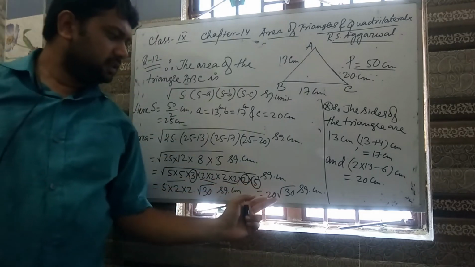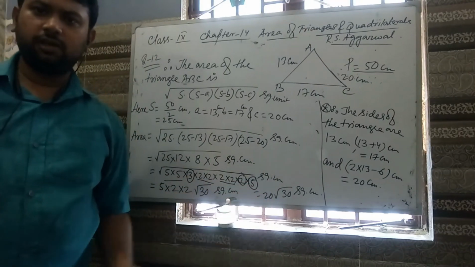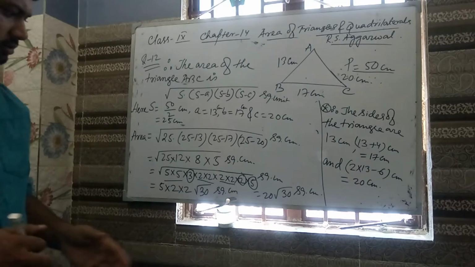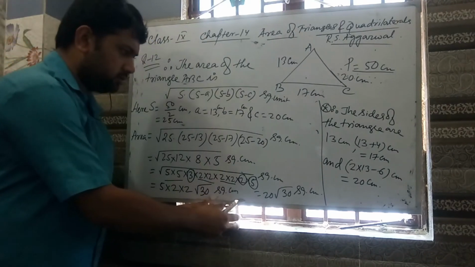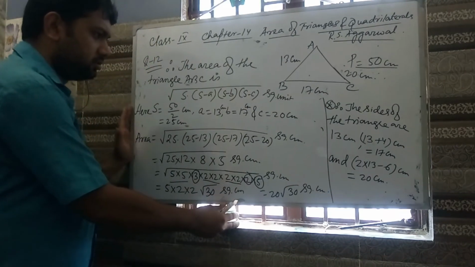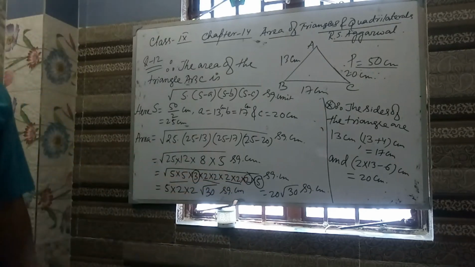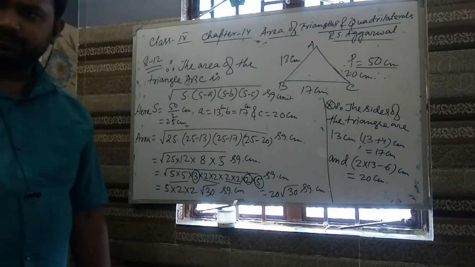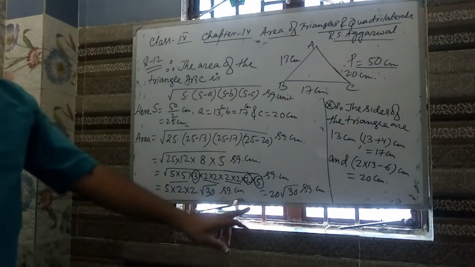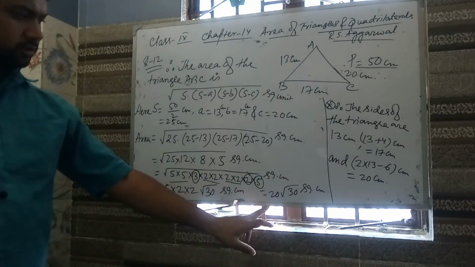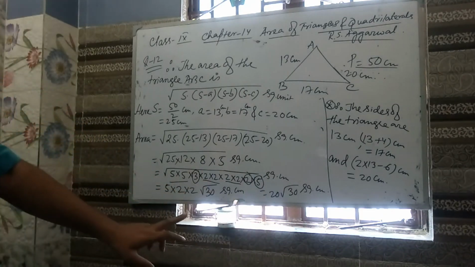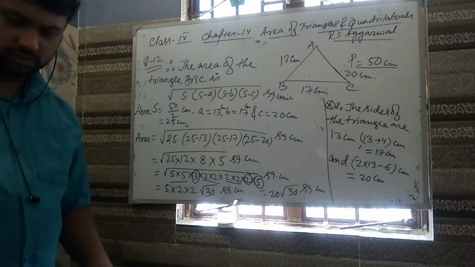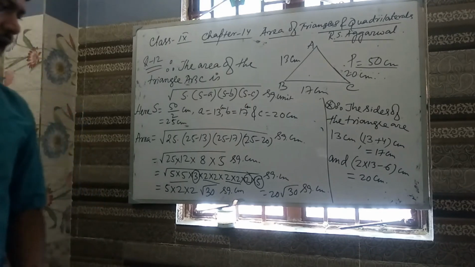The answer is in this format or in decimal? Check it. In this format. So answer matches. It is 20 root 30. Clear? Any doubt, anyone?